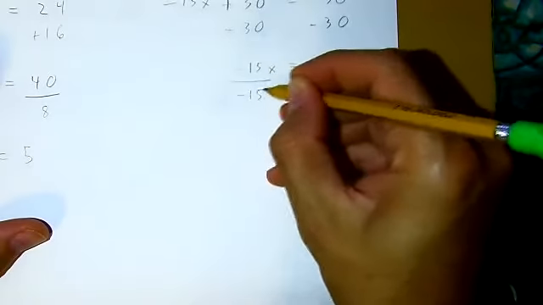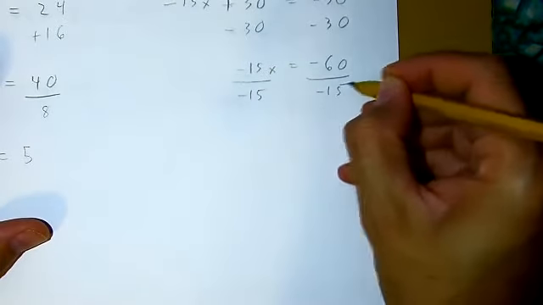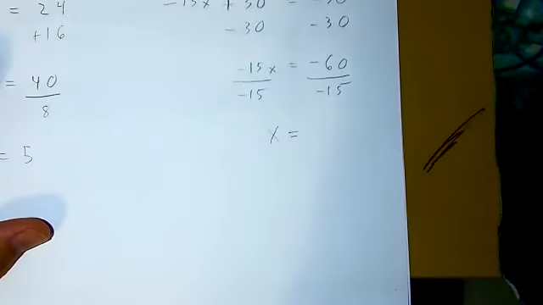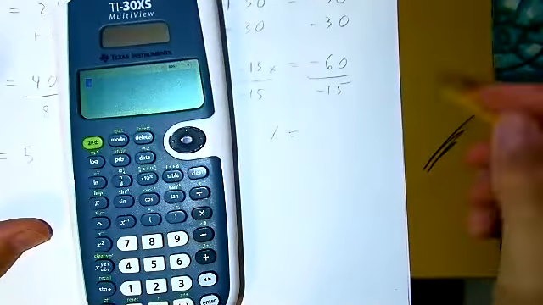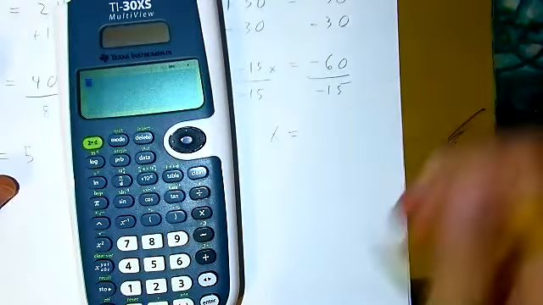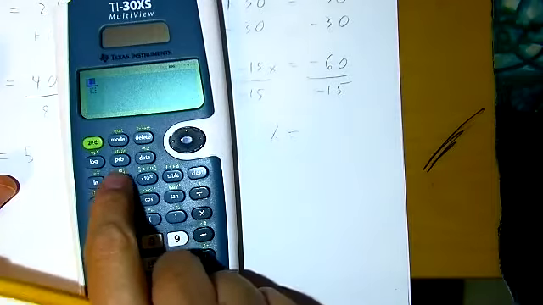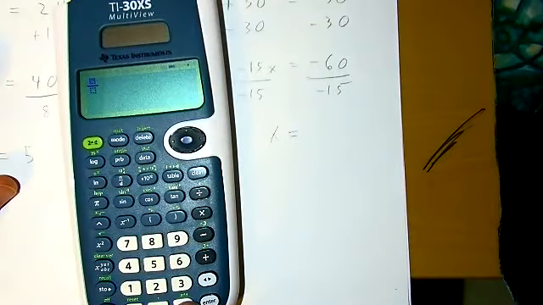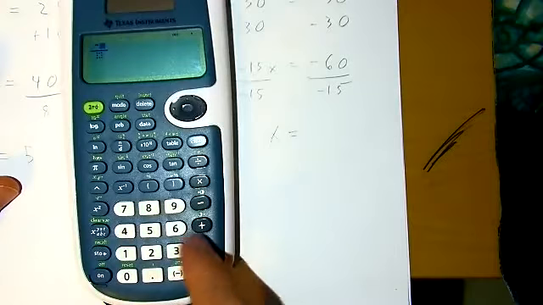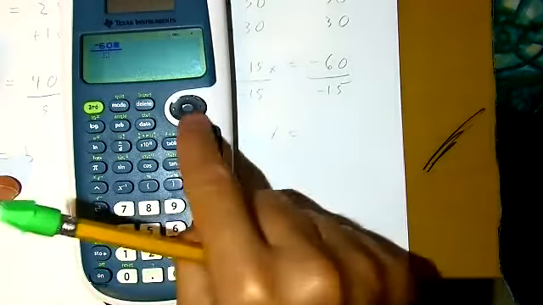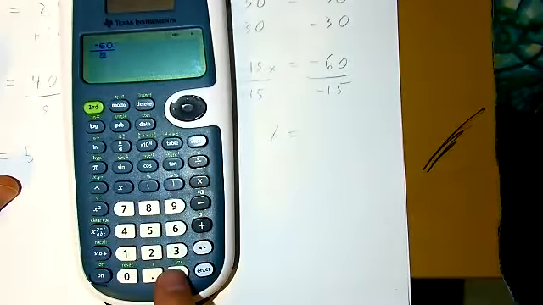Divide by negative 15, divide by negative 15. You can enter this on the calculator two different ways. You can just enter it as a fraction. So the fraction symbol's right there. You've got to use negative, not minus. 60, down key, negative again, because you're dividing, so they're treated like negatives. And then you can just hit enter.